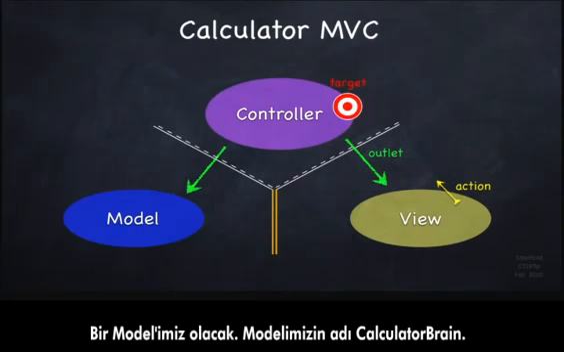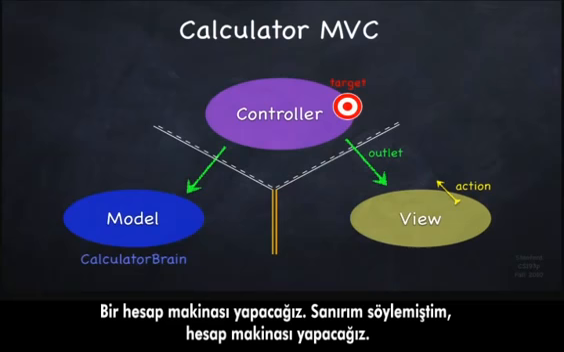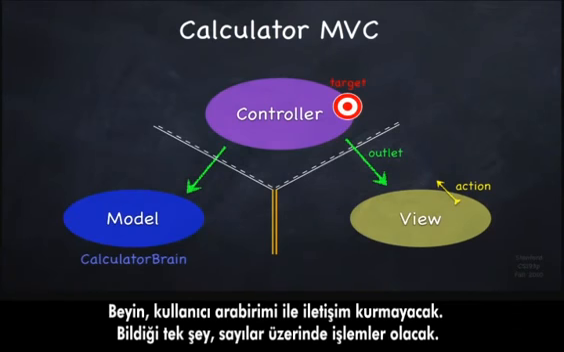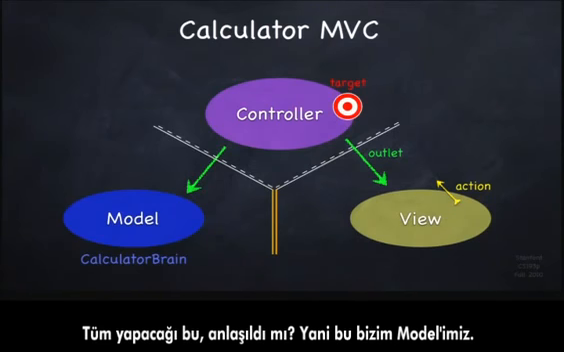So we're going to have a model. Our model is going to be called Calculator Brain. We're building a calculator. I think I've said that, but we're going to build a calculator. So its model is going to be the brain. Now the brain, again, won't talk to the user interface. All it knows how to do is operations on operands. That's all it does. So that's going to be our model.